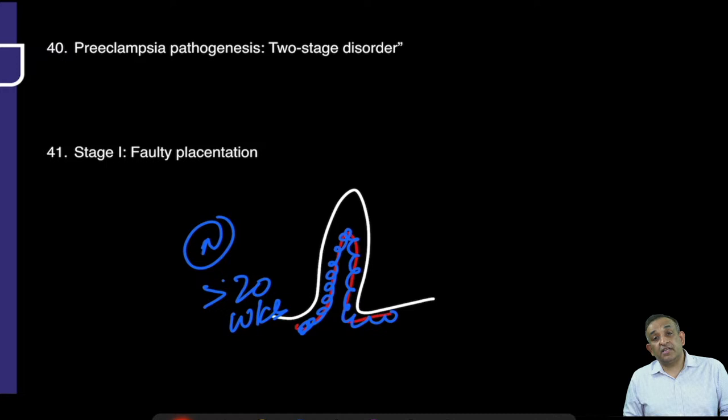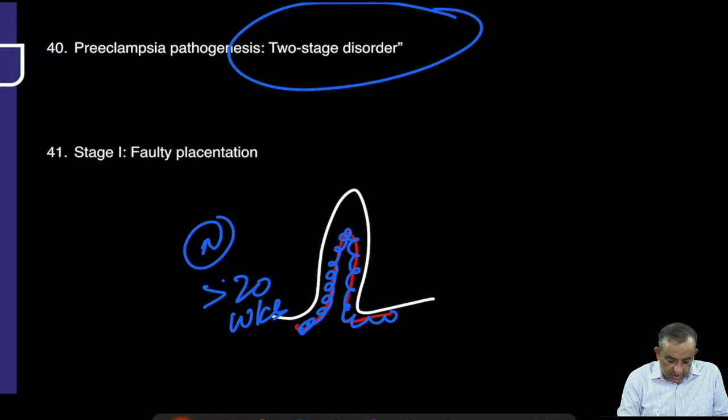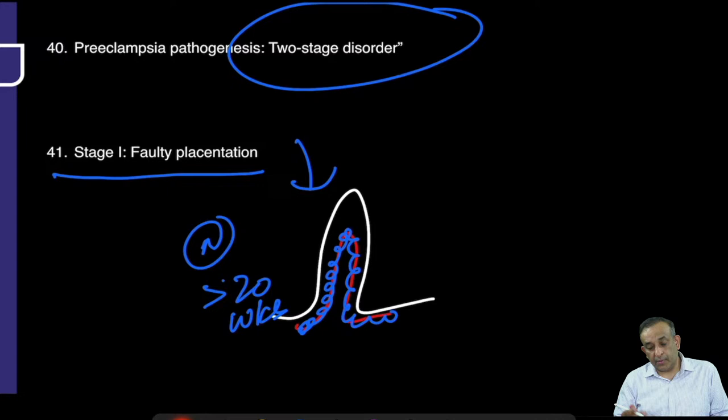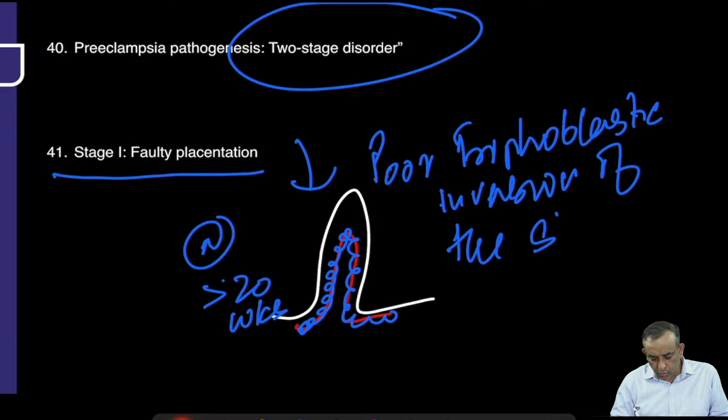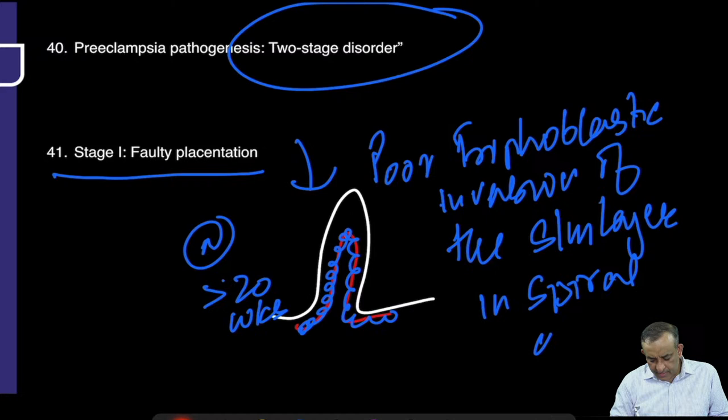Okay, so stage one of this two-stage disorder is faulty placentation, which I told you just now: poor trophoblastic invasion of the smooth muscle layer in spiral arteries. So if this is not happening, then the patient will have this faulty placentation.